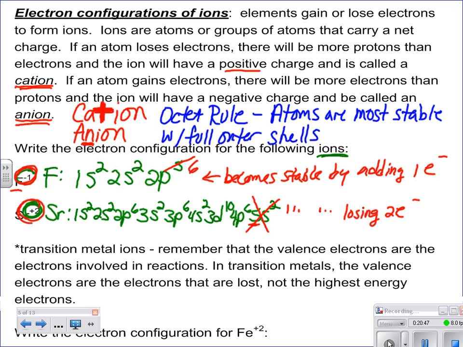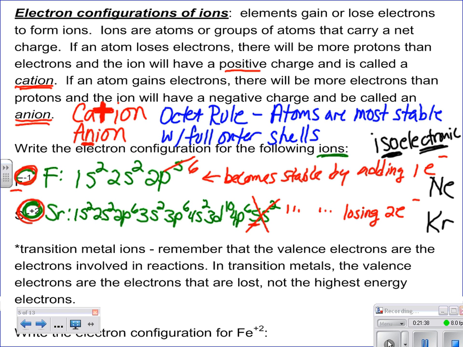As Maddie was commenting on, we notice that these things look like noble gases, and there's a word that we want to use here. I'm not sure that this word is in your notes, but you're going to write it down: isoelectronic. They have the same electron configuration as a noble gas. That's what isoelectronic means. So the fluoride ion, F minus 1, is isoelectronic with? Neon. And the strontium ion becomes isoelectronic with? Krypton. Same number of electrons.